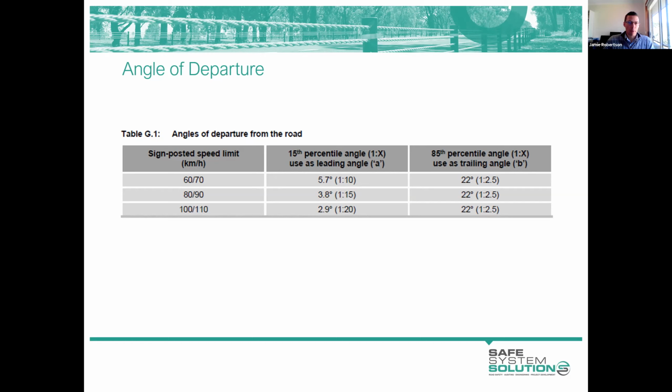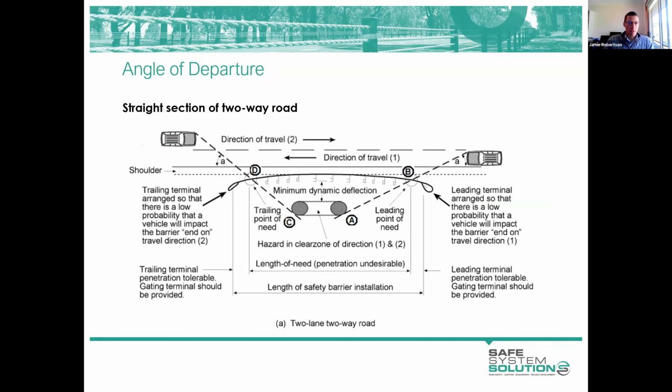The angle of departure method typically results in some longer lengths than the run-out length method. So from that point of view, I suppose it's more conservative. The other thing that the angle of departure method results in is the same length of barrier on the approach to a hazard as on the departure side. So the same length of barrier for this vehicle in the adjacent lane travelling towards this hazard as for this vehicle in the opposing lane. So the barrier is basically mirrored about the centre of the hazard.